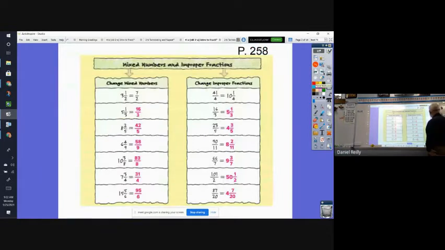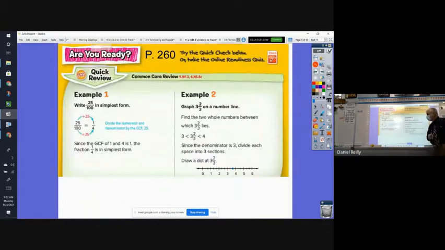Next review thing. Oops. There were all the answers. Simplifying a fraction, or writing a fraction in simplest form. How do you know a fraction is in simplest form?